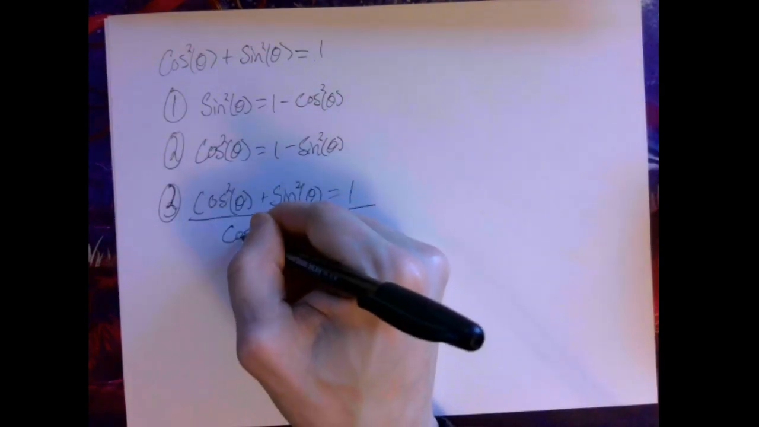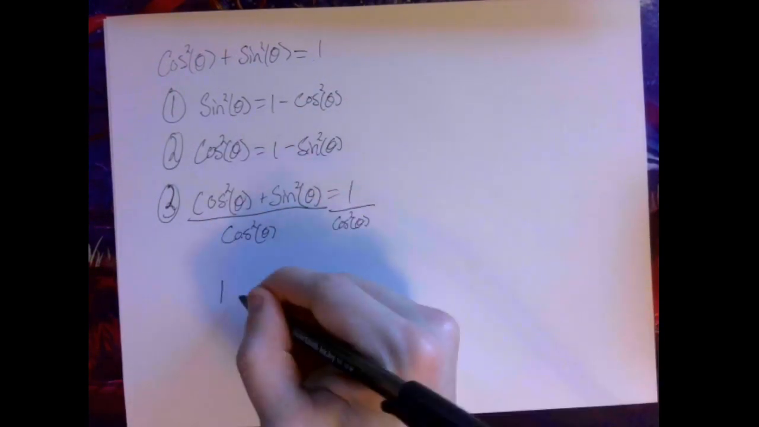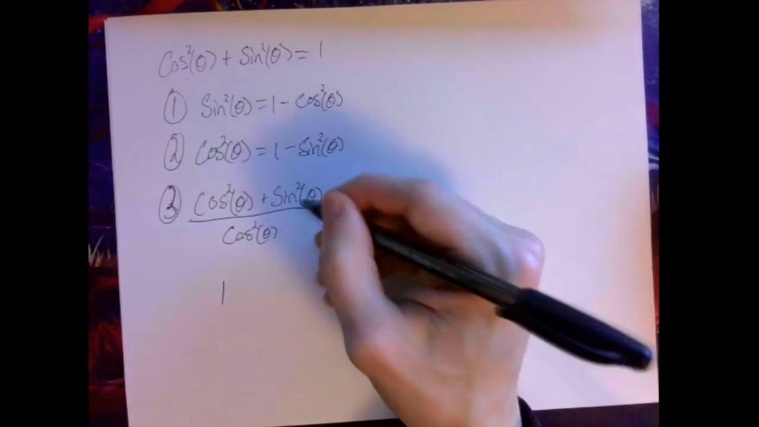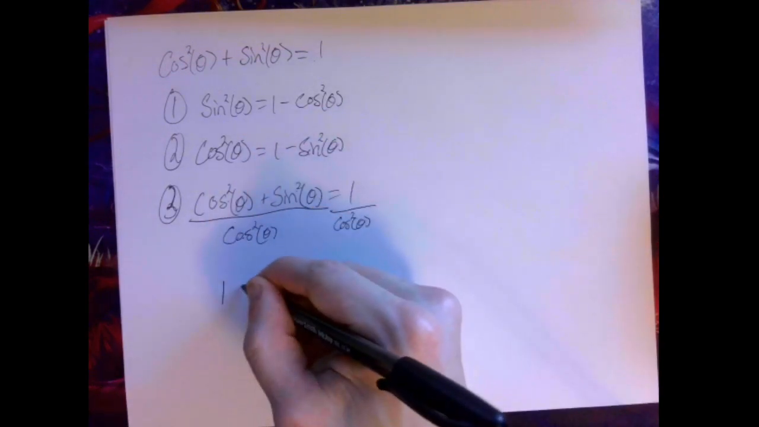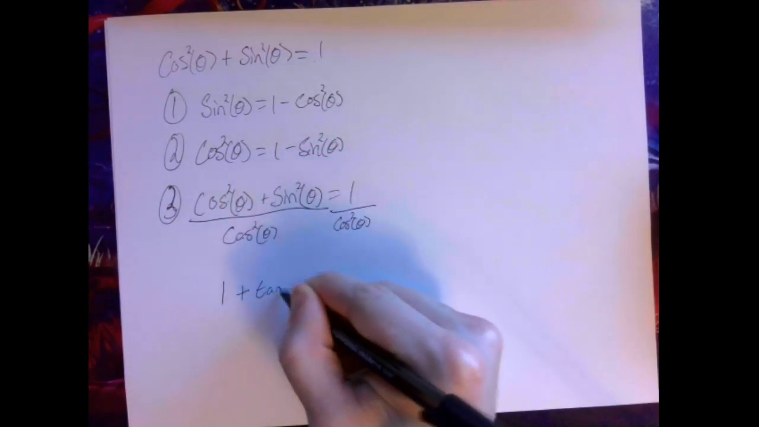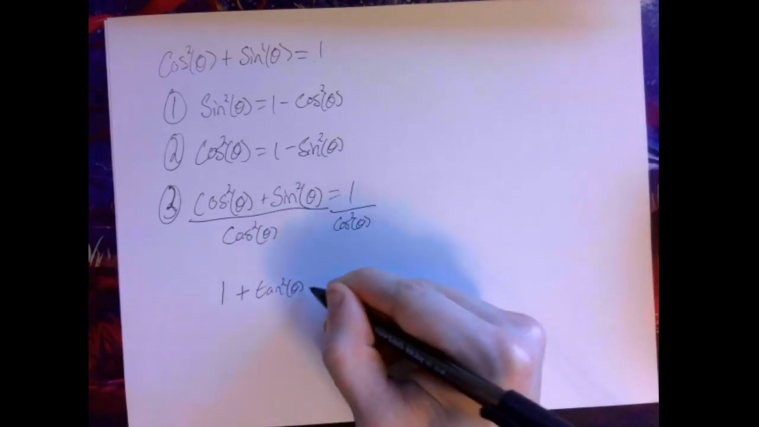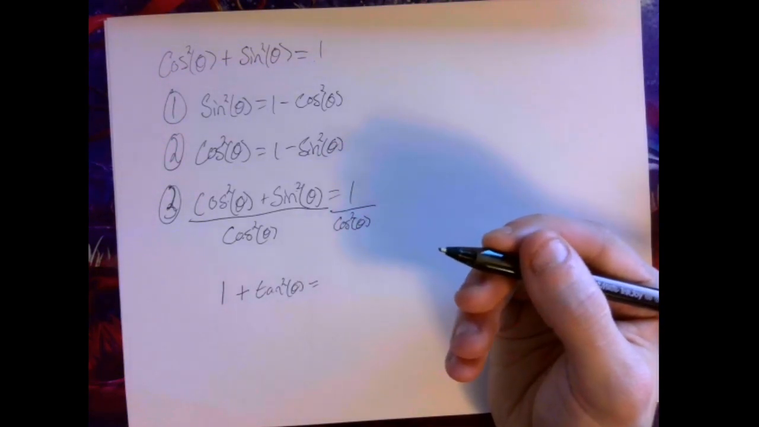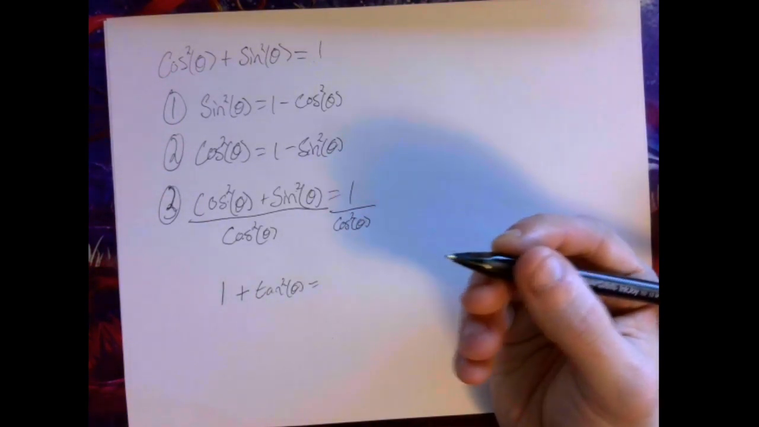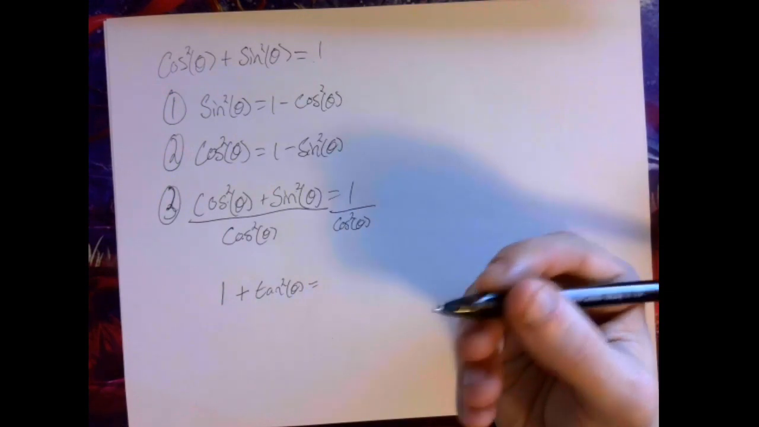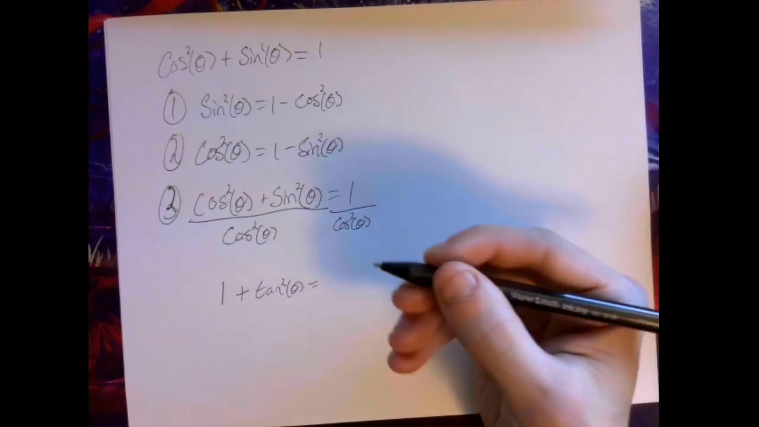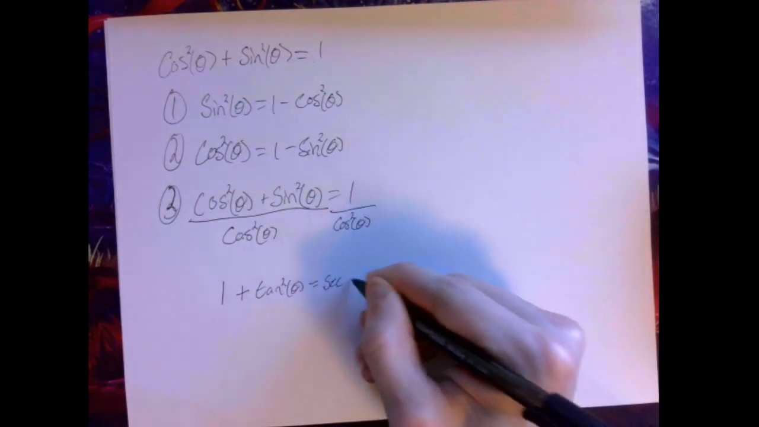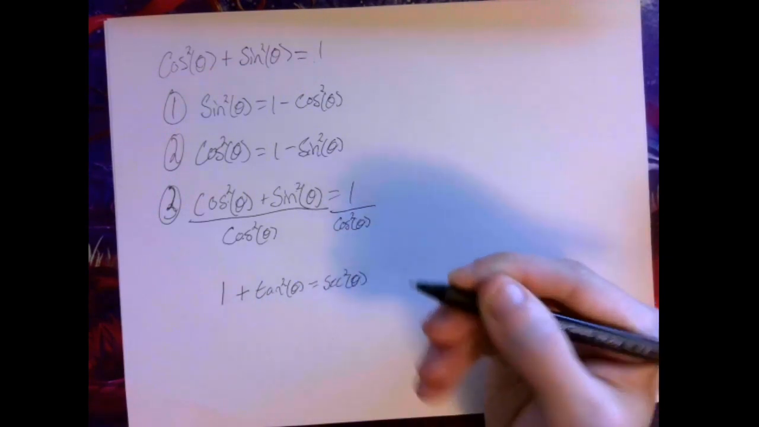So this divided by this is going to be 1. This divided by this is tangent, right? Because sine over cosine is tangent. So this is sine squared over cosine squared, so it's going to be plus tangent of theta squared equals 1 over cosine. So what's 1 over cosine of theta? Well, it's the reciprocal of cosine of theta, which we have a name for, and that is secant. Because this is squared, this is going to be secant of theta squared.